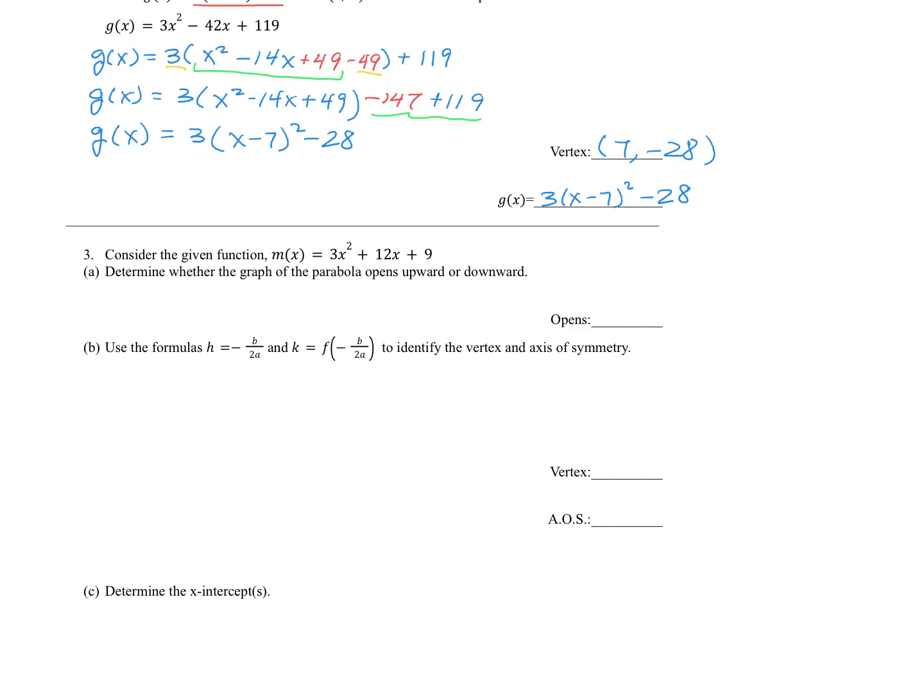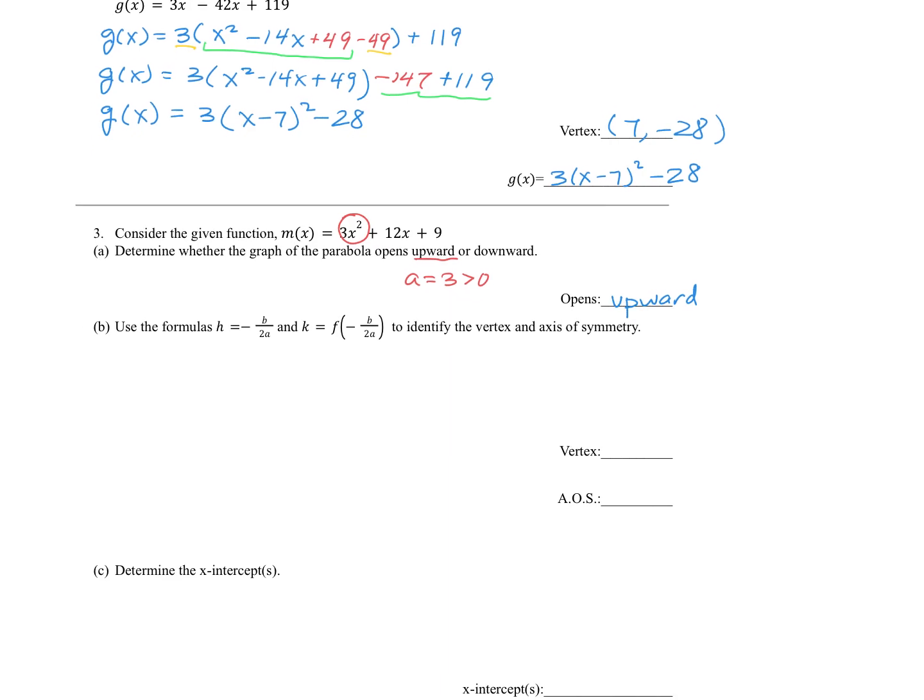So before we do that, we're going to answer a question about open upwards or downwards. You'll notice there's a positive 3 sitting in front of our x squared. That means that the a number is 3. So if a is equal to 3 and greater than 0, it must open upwards. So that is going to be the direction of our opening of our parabola. Now let's go through and use this shortcut formula.